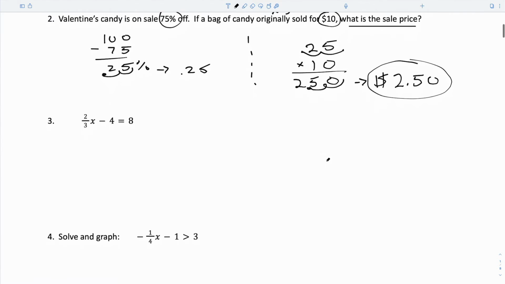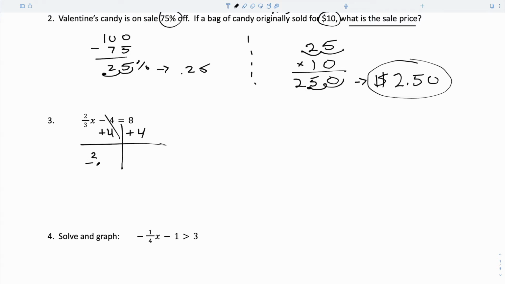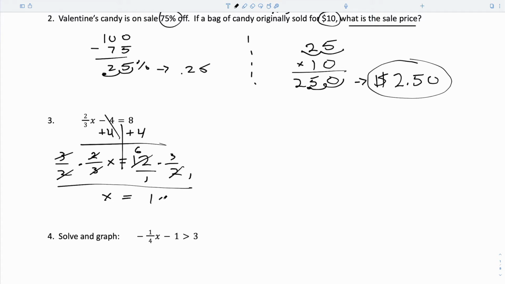Number 3. This is an equation. We're going to add 4 to both sides. And when we have a fraction, we'll multiply by the reciprocal. So this will cross cancel the left and leave x all by itself, which is what I want. Let's cross cancel 2 and 12. So you get 6 times 3 is 18 over 1, or just 18.